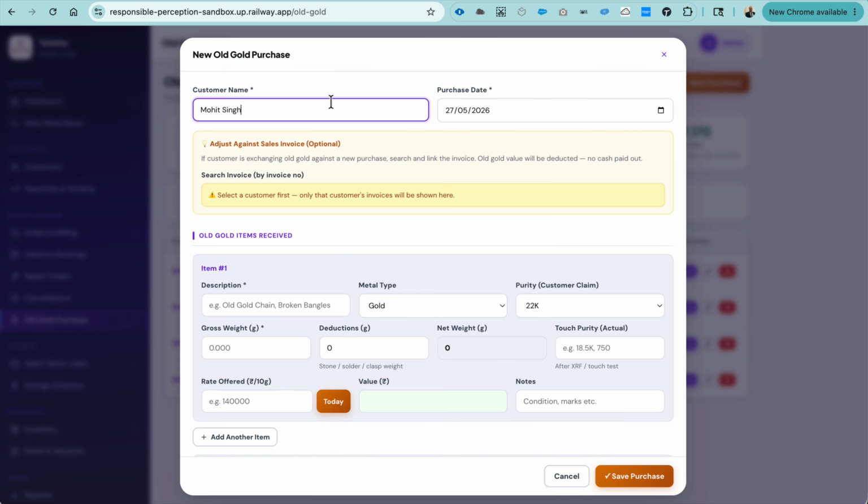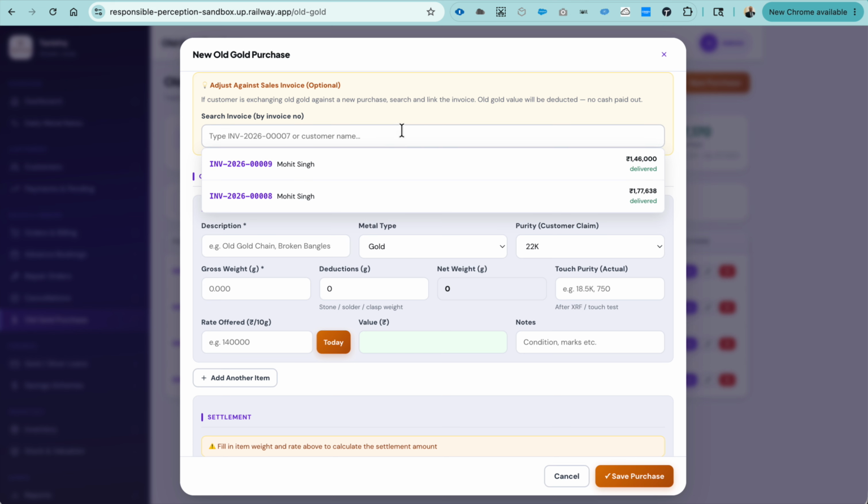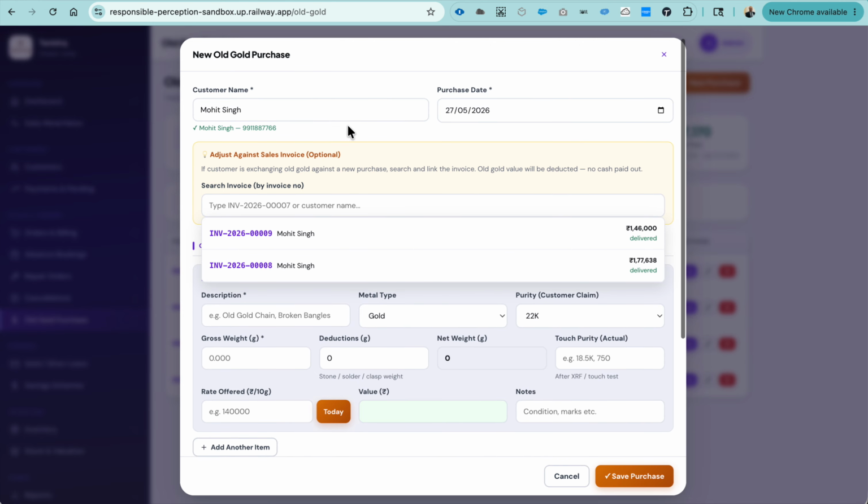I can select the customer's name, and for this customer, if you have any open order, you can also pick it up and get it registered with any one of your old invoices. But I don't need anything here, so what I will do next is go to the old chain. Here I will pick up the old chain, and I will put in my gross weight.